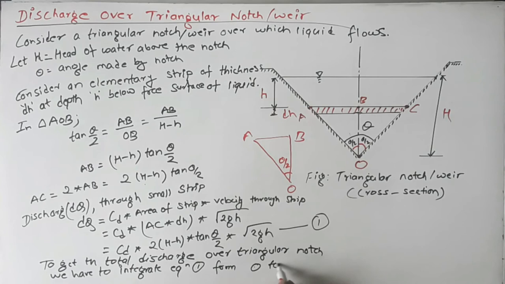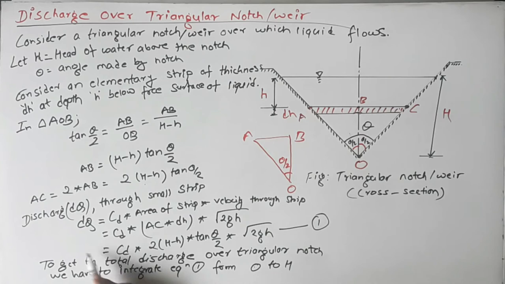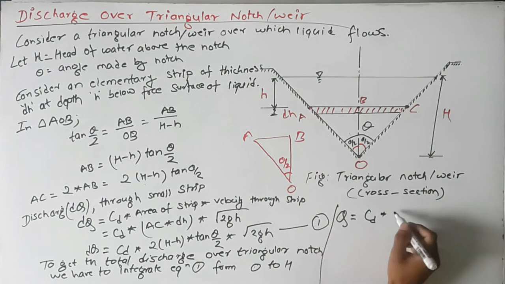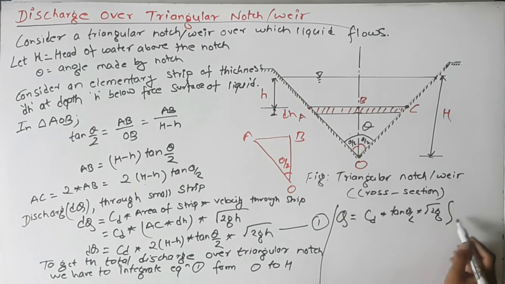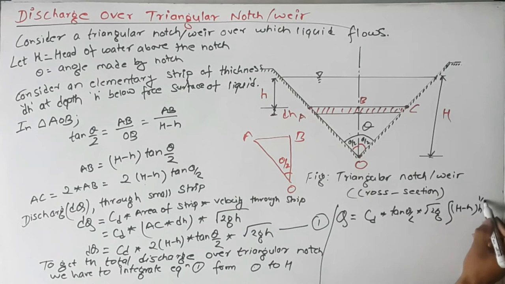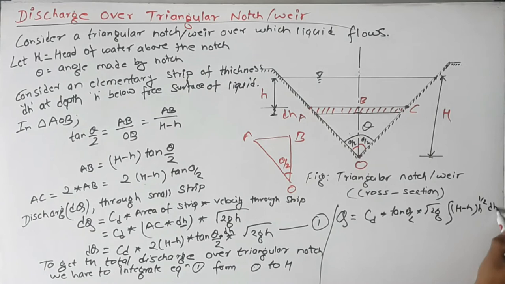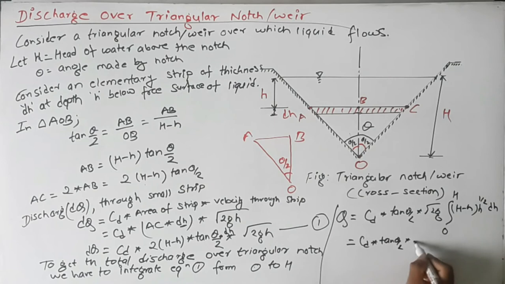Here the depth is 0 to H, so we integrate from 0 to H. If we integrate this equation, dq under integration, we get Q equal to Cd, the coefficient of discharge constant, and tan theta by 2, the angle constant, and root under 2g is constant. And we have remaining (H minus h) and root under h, that is h to the power 1 by 2, dh. This is from 0 to H. This H is constant.